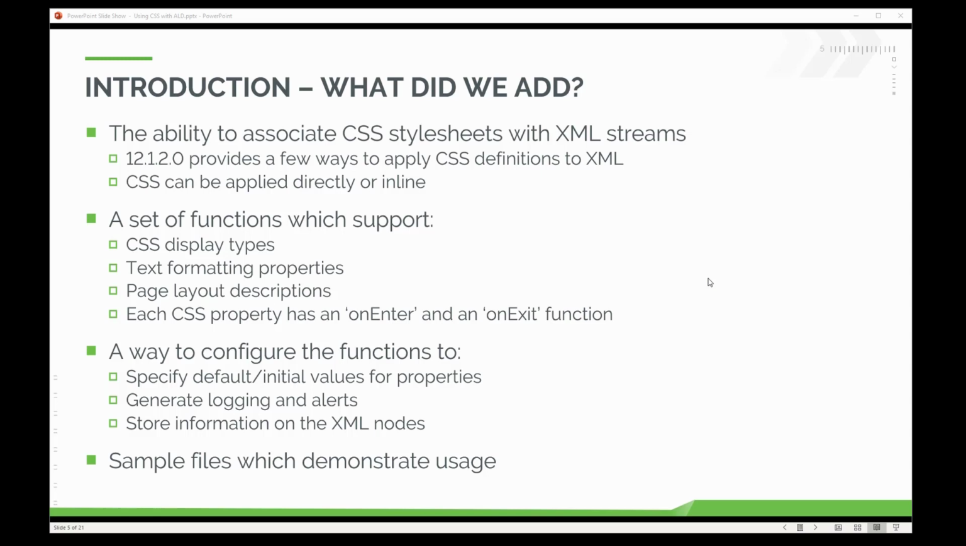We've also provided, through the config file, a way to configure functions. So you can specify initial and default values for properties, you can generate logs and alerts, and usefully you can add information on the XML nodes as user data if you want, and you can configure that in the config file. We've also provided some sample files which demonstrate how those things work, and we'll look at each of those in turn.